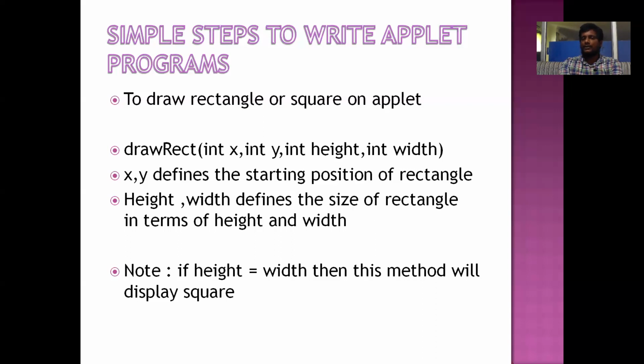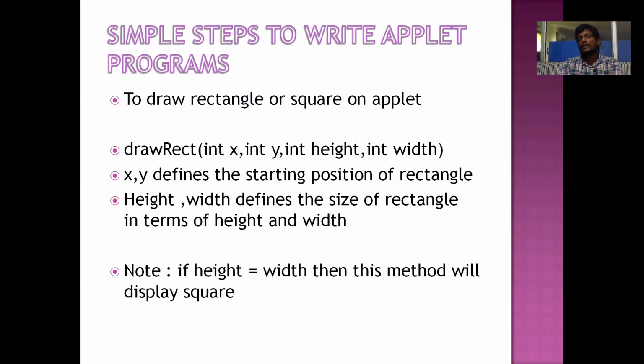Coming to those 4 parameters, x, comma y, comma height, comma width. What is the meaning of those 4 parameters? x, comma y defines the starting position of the rectangle. For example, if I pass drawRect 10, comma 10, our rectangle will start from 10, comma 10, and the next 2 parameters, height and width, define the size of the rectangle.